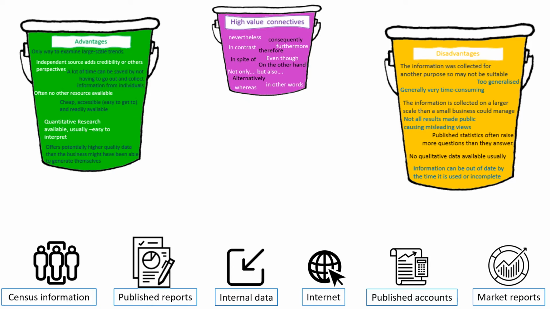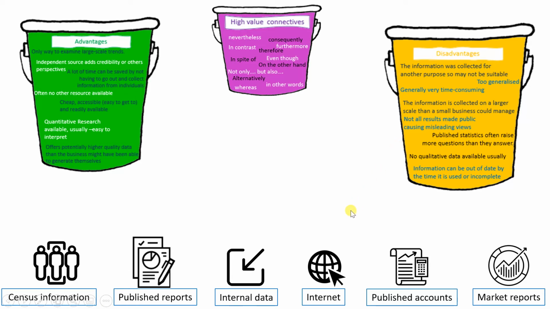If we looked at often no other resource available, that statement for me links directly to the internet. So Damien could use the internet for his secondary market research method, because there's often no other resource available. There you go, connective. Looking at the yellow bucket, let's have a look. However, not all results published on the internet are made public, which could cause misleading views and give Damien inaccurate information. There you go. I've put the 2 statements together and I've put them in contrast with each other.